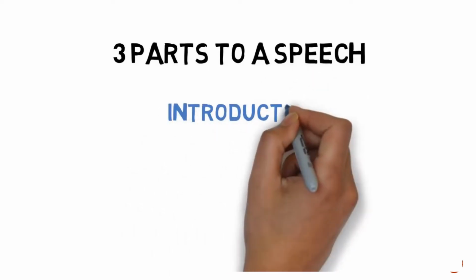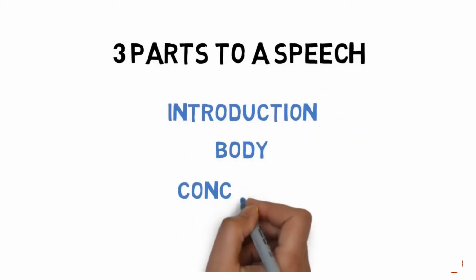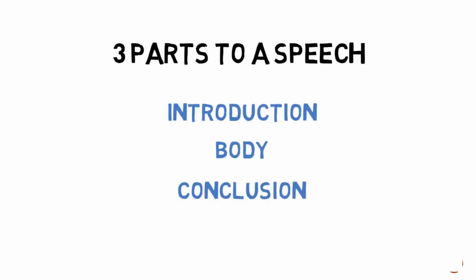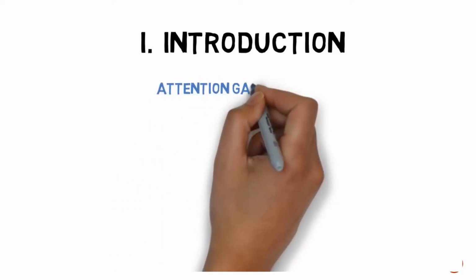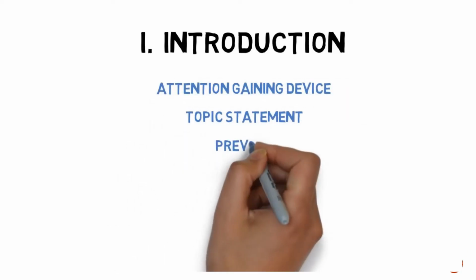There are 3 parts to formal speech construction: the introduction, the body, and the conclusion. Each of these 3 parts of a speech contains several components, some of which should be covered in order. All formal speeches start with an introduction. There are at least 3 components to a formal speech introduction: the attention-gaining device, the topic statement, and the preview.